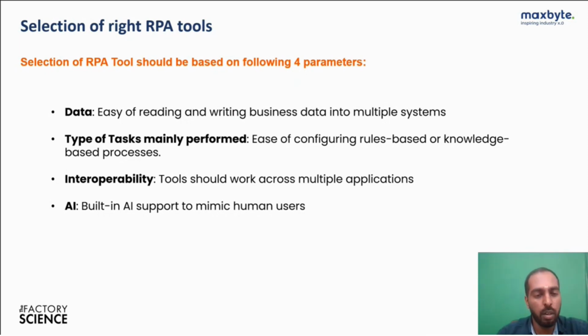Next one, the interoperability. Tools should work across multiple applications. Major of the RPA tools will support most of the applications. It will work with all the ERP, CRM, all the applications. And also we need to check whether the built-in AI support is available for that RPA tool to mimic the human users. So these are the 4 parameters we need to consider while selecting the RPA tools.